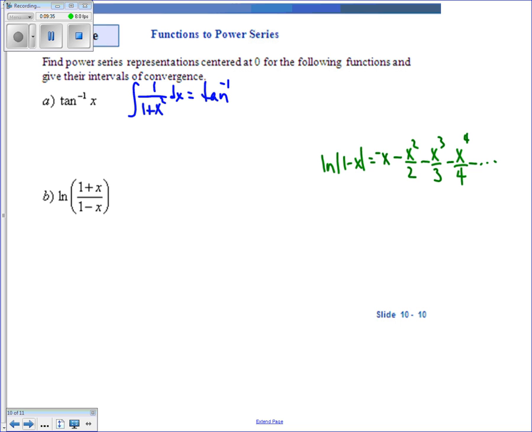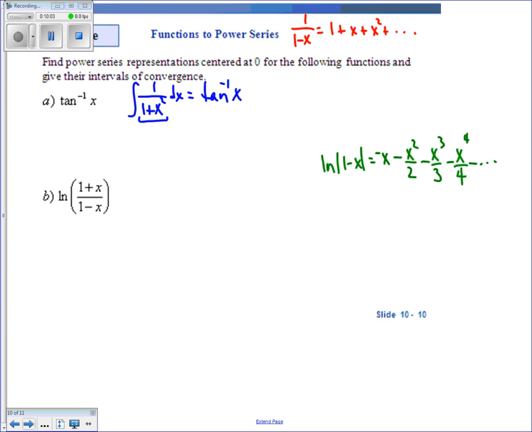So let me start with that fact. Think of what you might know about inverse tangent and write it down. Now, the integral of 1 over 1 plus x squared, we can come up with the power series representation for this function just using our 1 over 1 minus x. And we came up with that one earlier.